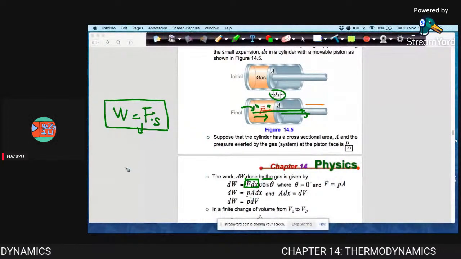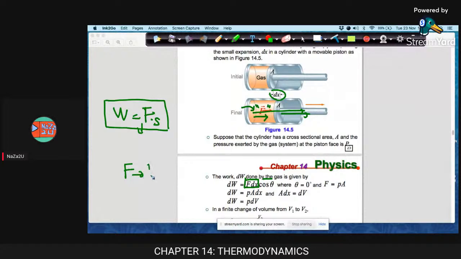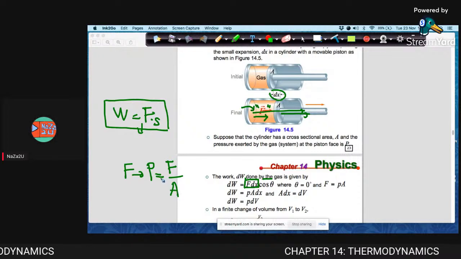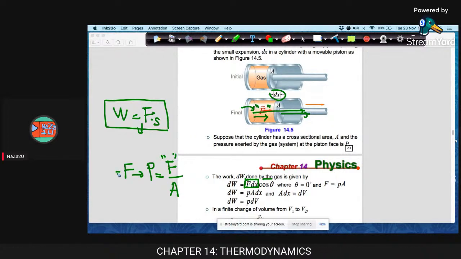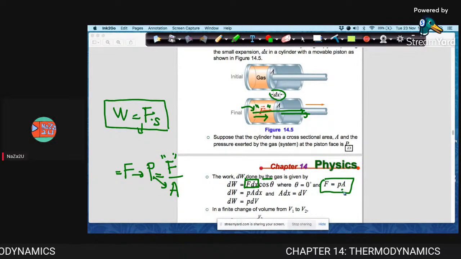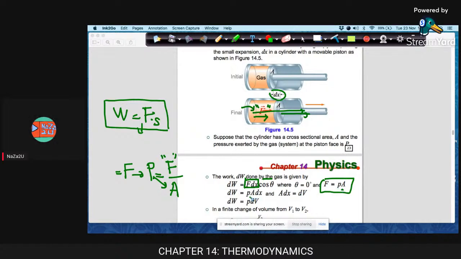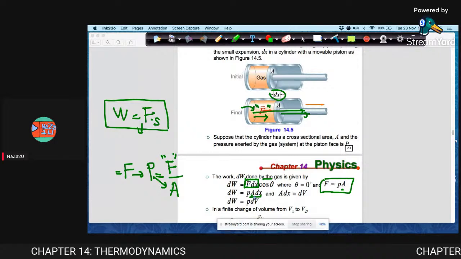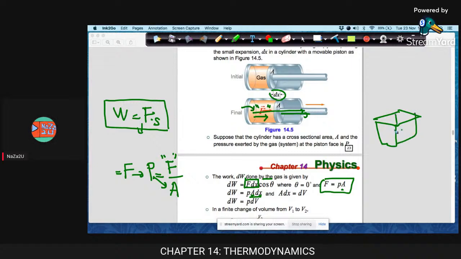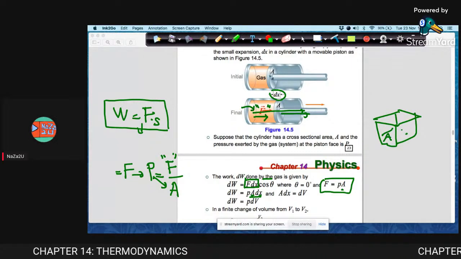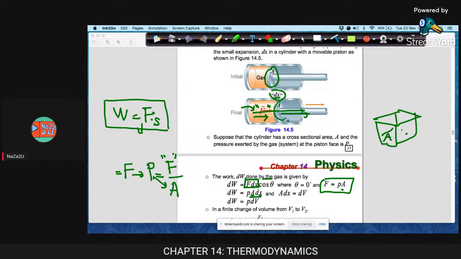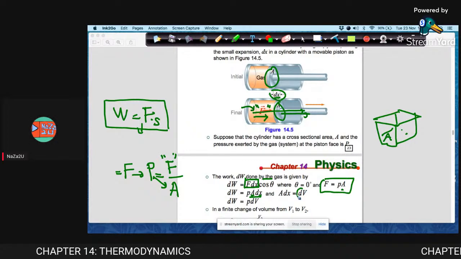F is equal to, okay, force, if you relate to the pressure P, pressure is force divided by area A, right? So now force is equal to pressure times area A. P is pressure. But A dx, area times distance x, right? Kalau kita ada satu cube, satu permukaan, area A, dan dia punya delta X, so A dx actually is equal to volume or dV.